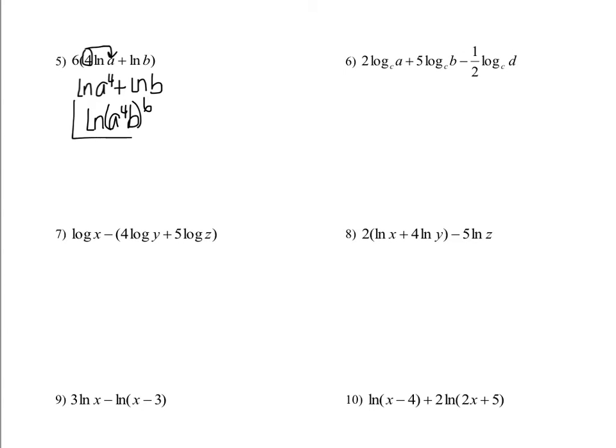Now you can leave your answer like this, or you can distribute it out and say ln of A to the 24th B to the 6th. Either one would be an accepted answer.